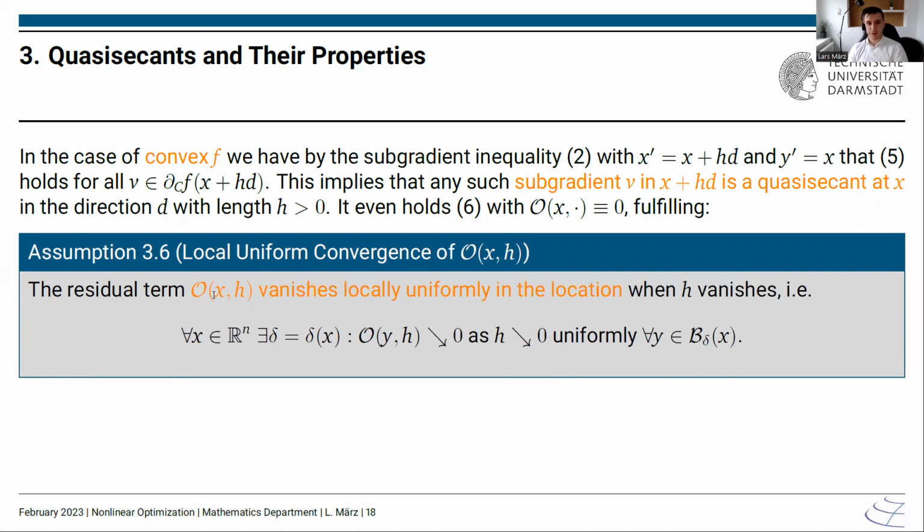What this means is that for each point x, there exists a small neighborhood around it, such that these residual terms, which are functions that might differ in x, but now they must converge at least locally uniformly with h approaching 0 to 0. So it's really a local uniformity statement here.